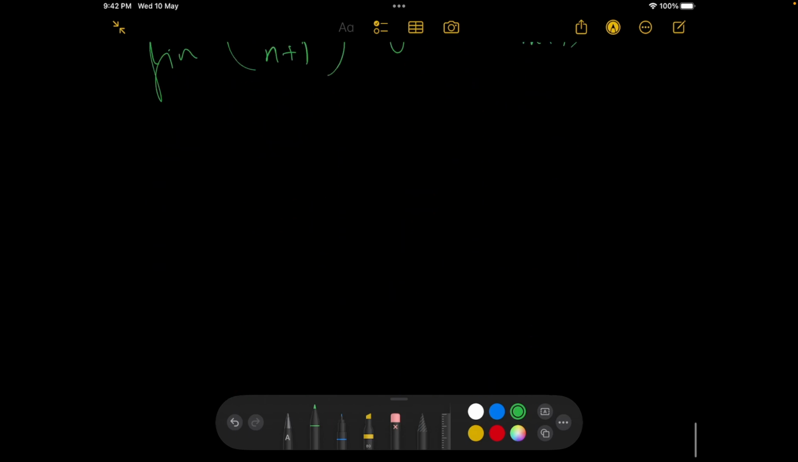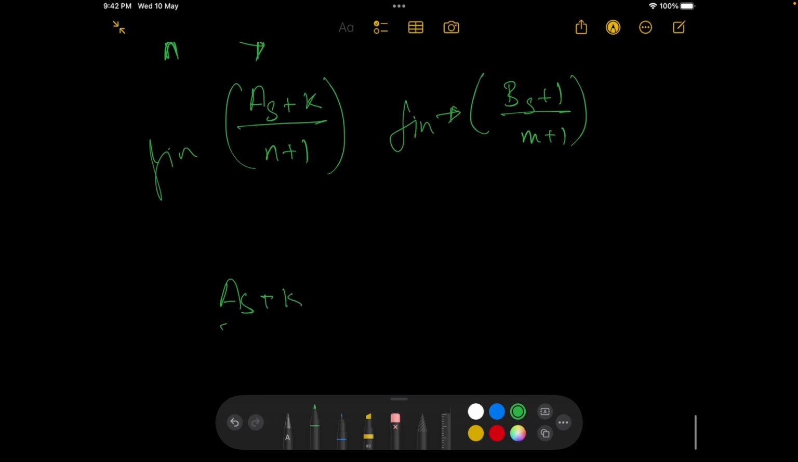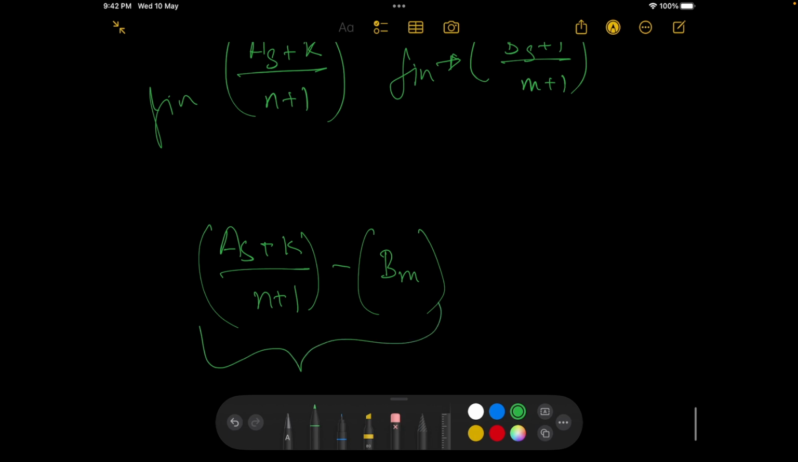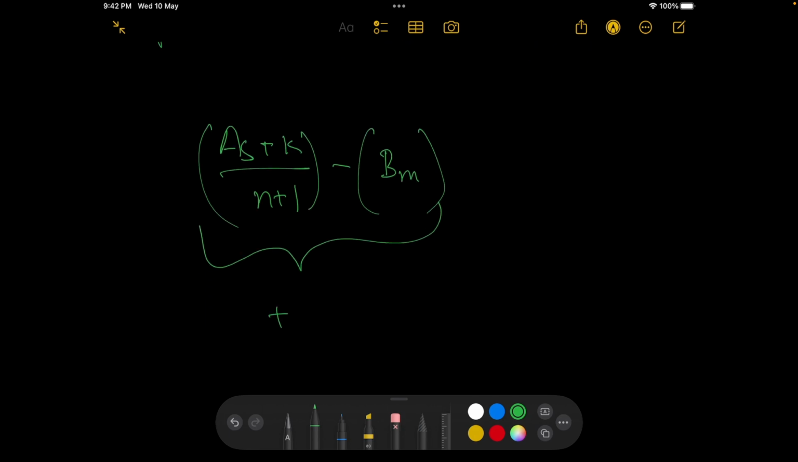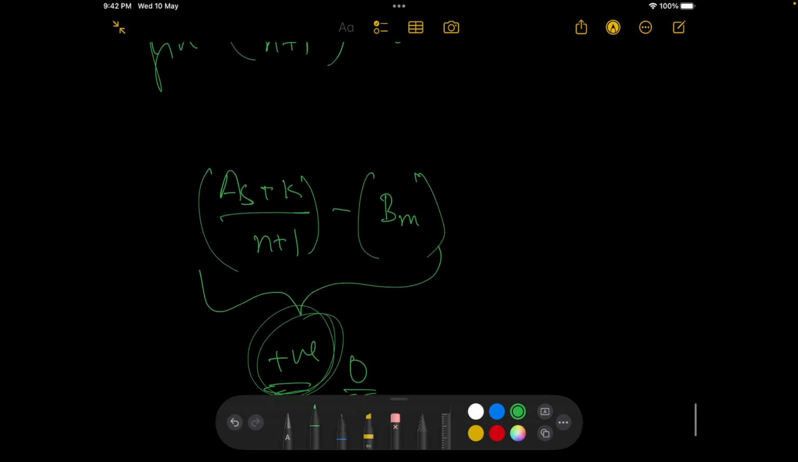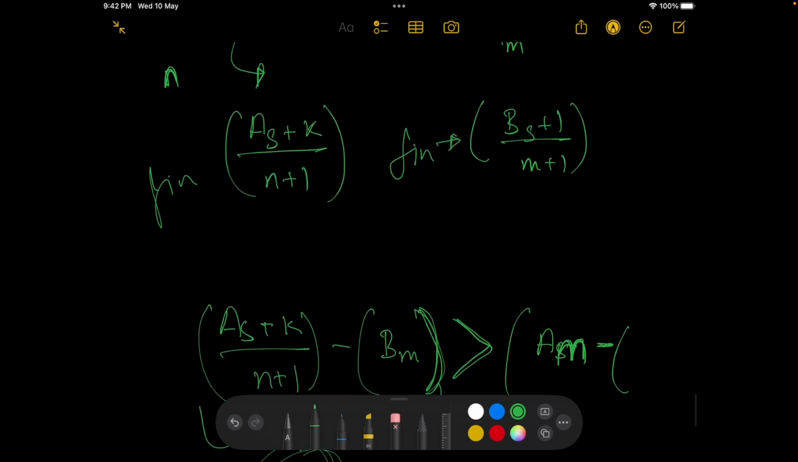So if I do operation 1, then (AS plus K) divided by (N plus 1), if I subtract the initial mean of B, that is BS by M, this would give me some value. I definitely want this value to be positive. If it's greater than 0, then the inequality is already satisfied, because we basically wanted the mean of A to be greater than the mean of B. So I can say that if this value is greater than the initial mean of A without performing on it, minus the mean of B if we perform on it, and the mean of B if we perform on it is given by this.